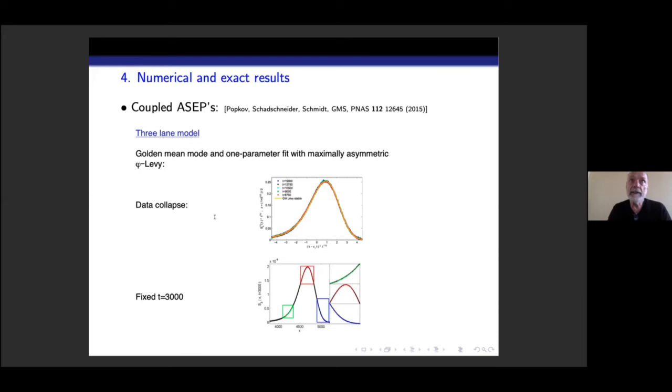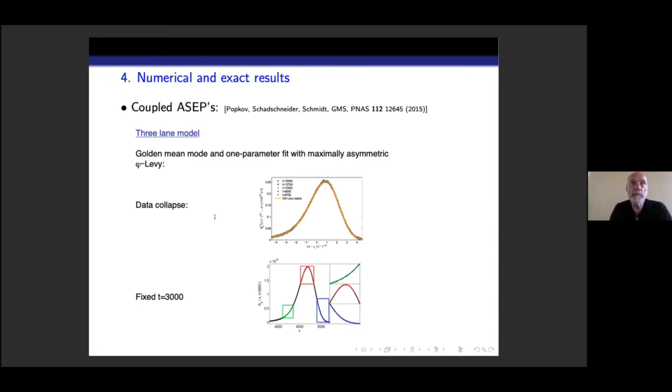Now, this is, as I say, a result that rests on two assumptions which are both uncontrolled. The first assumption is that we can use nonlinear fluctuating hydrodynamics. Well, maybe one can, maybe one can't. The second assumption is that we can use mode coupling theory, which is yet another uncontrolled assumption. So we don't really know whether it's true.